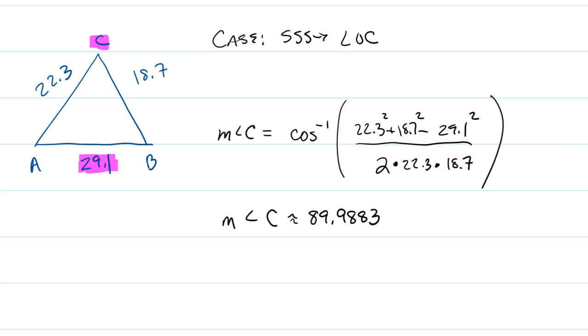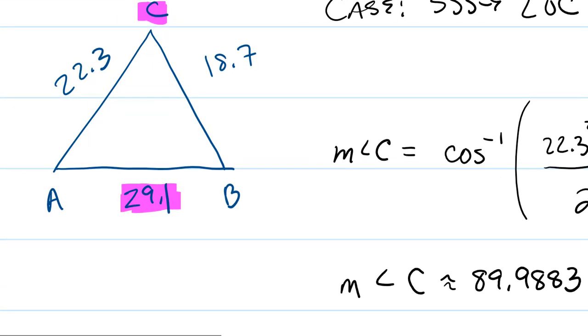So let's go on and find the next angle, shall we? Now, which angle do we find? I'm so glad you asked. Analyze the other two sides and see which one is bigger. So, all right, let's go, 22.3 or 18.7? Which one's bigger? Yeah, that's right, 22.3 is bigger, which means we're going after angle B next.